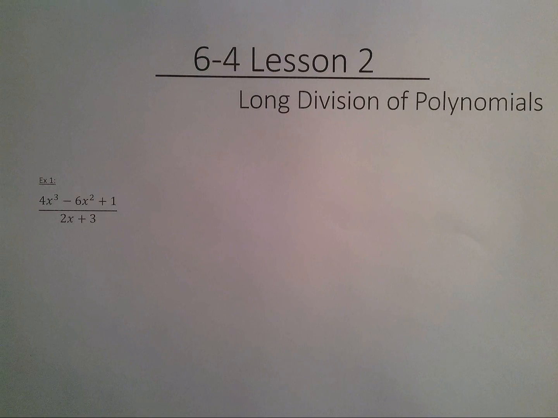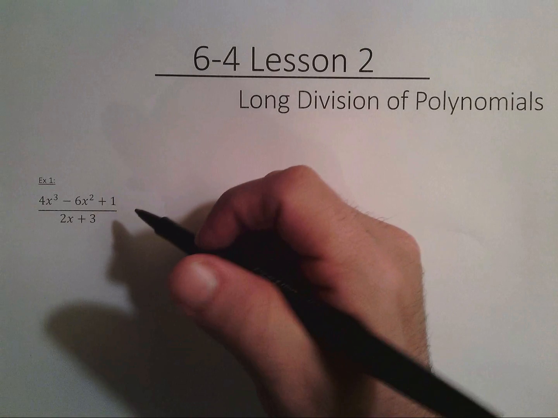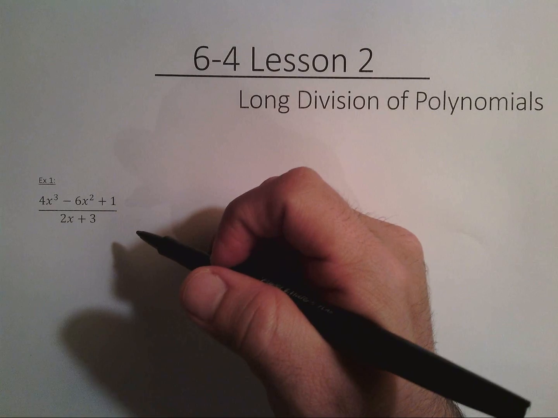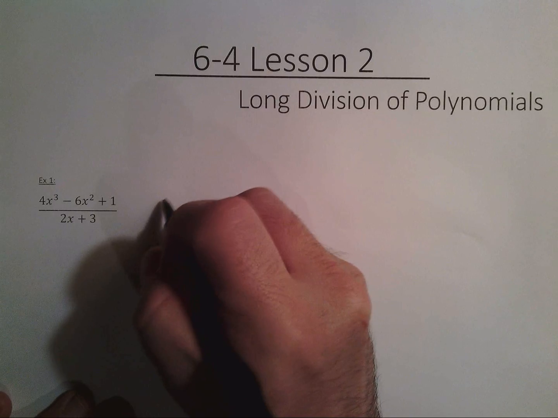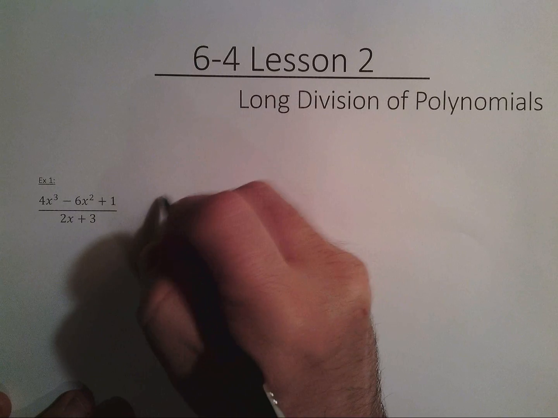Alright, this is 6.4, lesson 2. Alright, so again we have long division. On top I have 4x cubed minus 6x squared plus 1, and on the bottom I have 2x plus 3. I'm going to write it kind of like I did the other one.